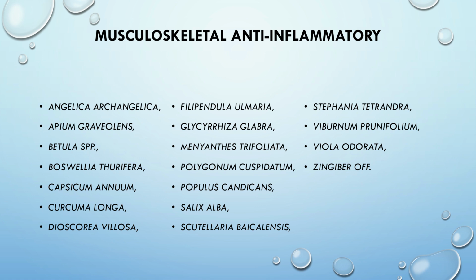Boswellia we see again. Capsicum is cayenne. Cayenne we take to warm things up and to move blood. Curcuma, anti-inflammatory. Dioscorea, wild yam, as an antispasmodic. Filipendula and salix are here in the musculoskeletal system. If something is just overtly joint pain, we might want to use something like salix, or white willow bark. But if it's accompanied by digestive pain or distress, then I would choose filipendula.